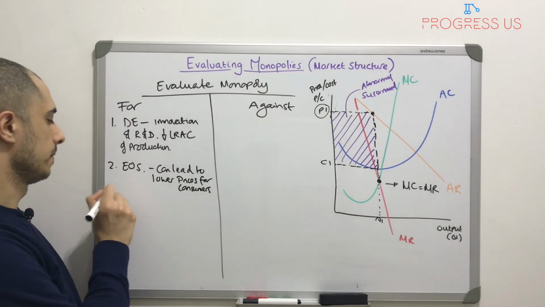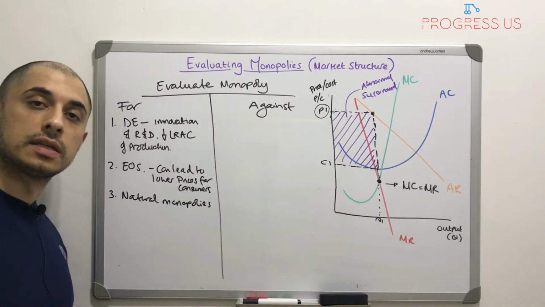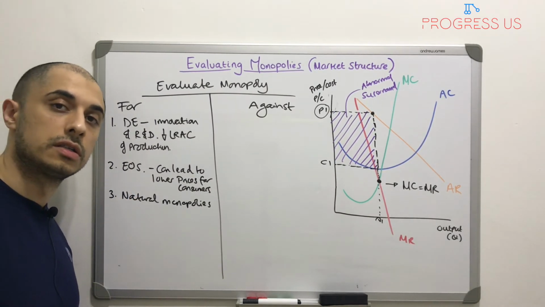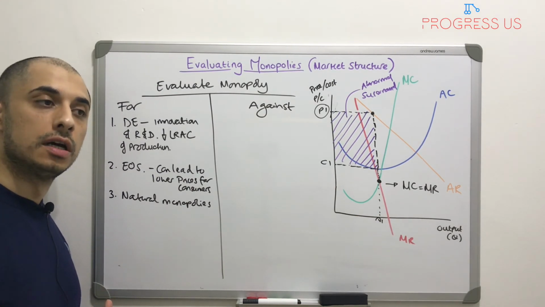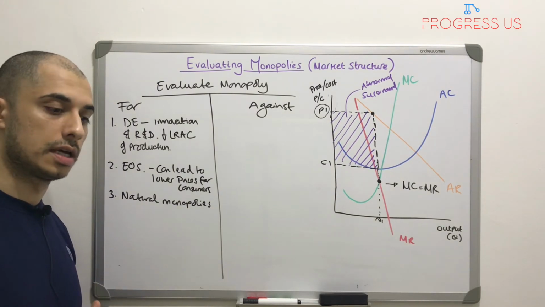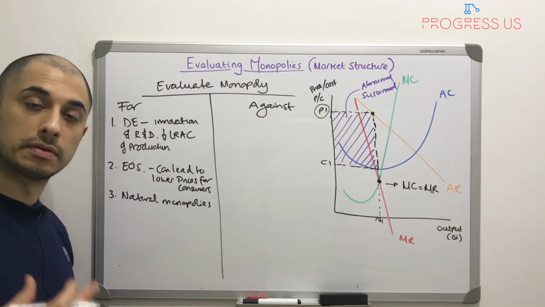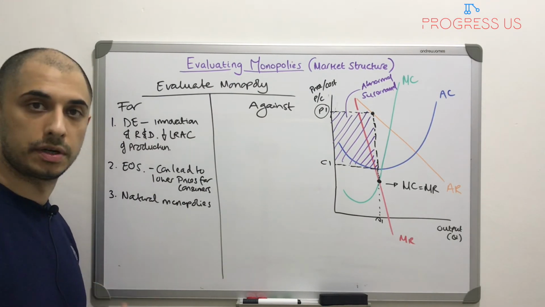Okay, the third point, natural monopolies and regulation. Natural monopolies means that essential services are being provided to consumers at a lower price, a price at which allocative efficiency is being achieved. It's just good to understand that it's an advantage because natural monopolies provide essential services, and those essential services are being given to consumers at lower prices.